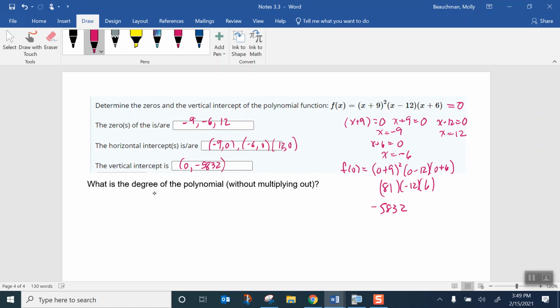And then just a note, what's the degree of the polynomial without having to multiply it out? Add together the degree of each of the factors. So we have x plus 9 squared, x minus 12 to the power of 1, x plus 6 to the power of 1. If you were to multiply that out, please don't. Add 2 plus 1 plus 1, and the degree of the polynomial is going to be 4.